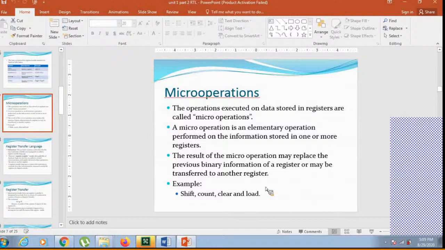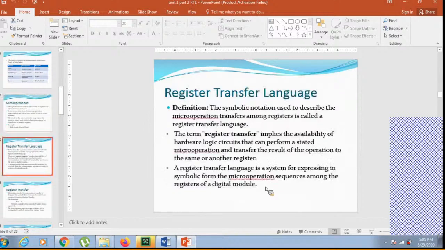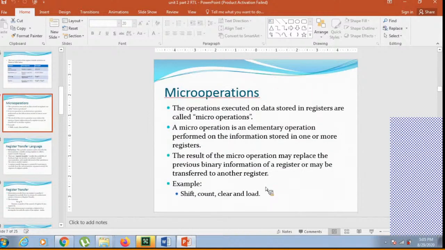Then when you see the definition of micro operation, it is the operations executed on the data stored in the registers. We'll call it a micro operation, right? Now, once an operation is performed, you need to store the result somewhere. So here the result of a micro operation is again stored in the same register or in another register.